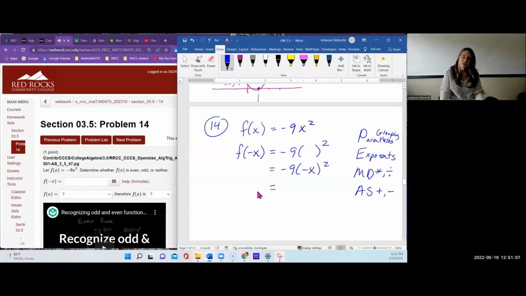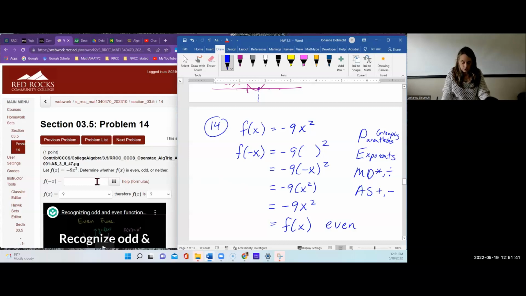I don't ever have students mess up the AS level, but it is possible, and I do see students messing up the MD level. Remember to go from left to right when you're multiplying or dividing, and there are no parentheses to group. In this case, I square the -x first to get x squared. Then I multiply by the -9 to get -9x squared. But that's what I originally had, f of x. That means f of -x is equal to f of x, which means that this is an even function.